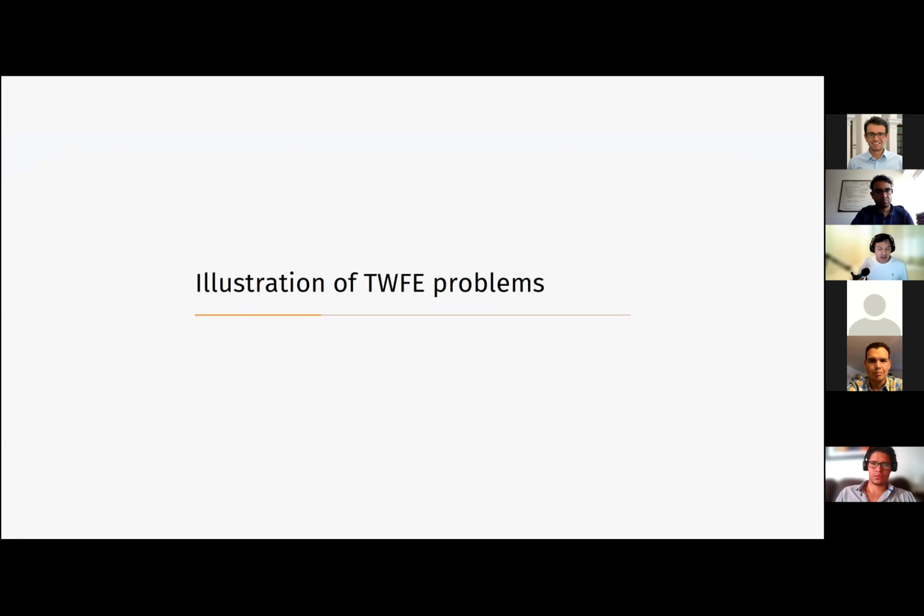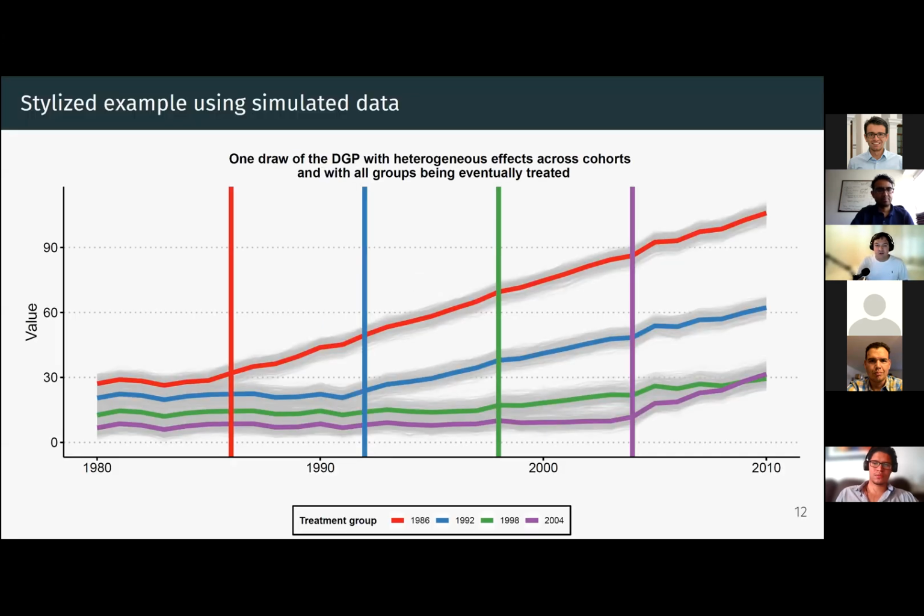I'm out of time already, I'm pretty sure, right? But I just want to give you an illustration of these problems in practice in a very stylized simulation exercise. Most likely you have seen this if you follow me on Twitter, or if you follow any of the people on Twitter, you have seen this type of plot before. This is inspired by Andrew Baker's simulation results in his paper. Right, so I have a very stylized example. I have four different cohorts, right, and everybody is eventually treated.